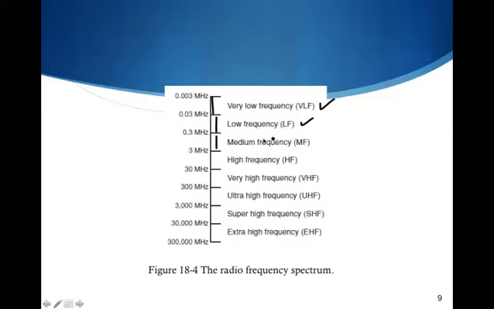0.3 to 3, medium frequency. 3 to 30, high frequency. 30 to 300, very high frequency, or VHF. 300 to 3000, ultra high frequency, or UHF. 3000 to 30,000, super high frequency, or SHF. And then 30,000 to 300,000 is EHF, which is extreme high frequency.